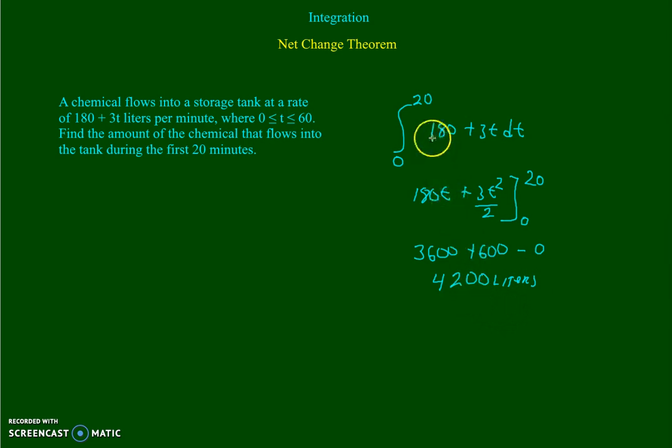So you can see that the antiderivative of this rate of change gave us a quantity of chemical in the tank. In the next section, we're going to look further into the net change theorem as it applies to a very common application in terms of particle motion, linear motion of particles. So let's go ahead and go on to the next section to see what we can uncover there.